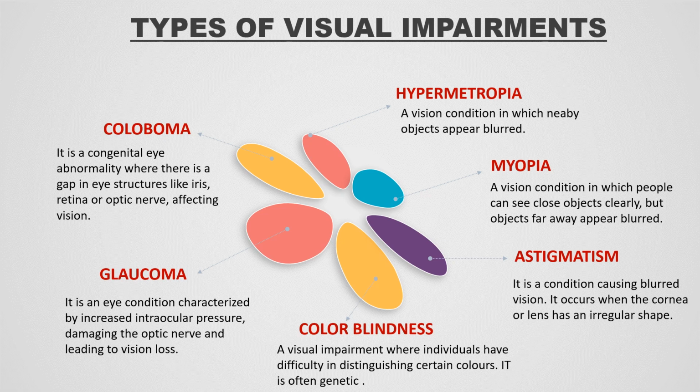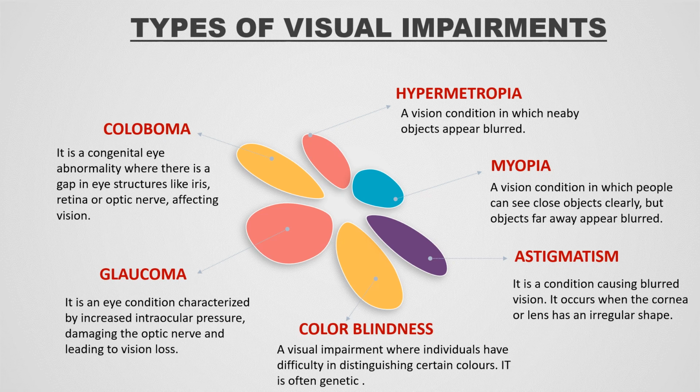Fourth one is color blindness. It's a condition where individuals have difficulty distinguishing certain colors. The most common type is red-green color blindness. For example, if someone is red-green color blind, they might have difficulty distinguishing between red and green traffic lights.